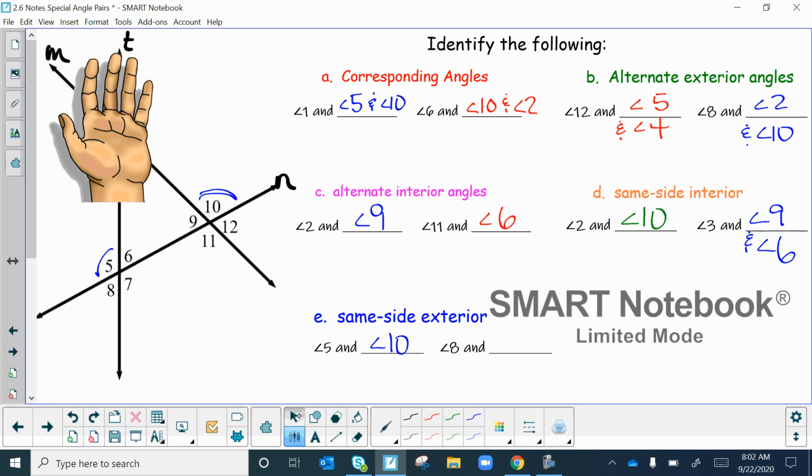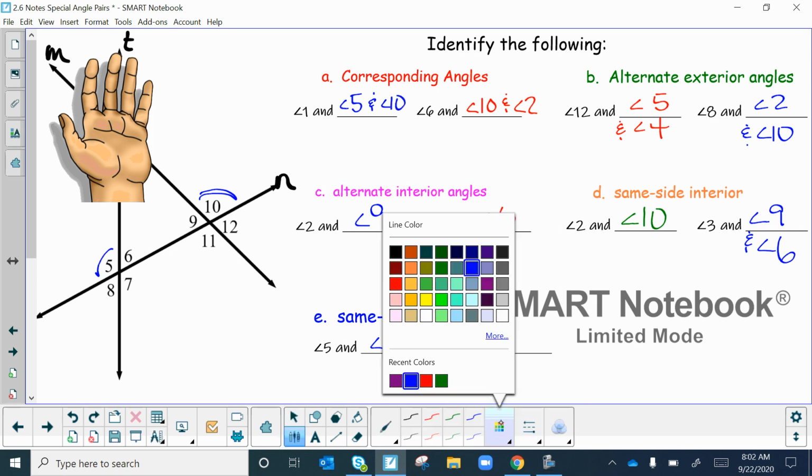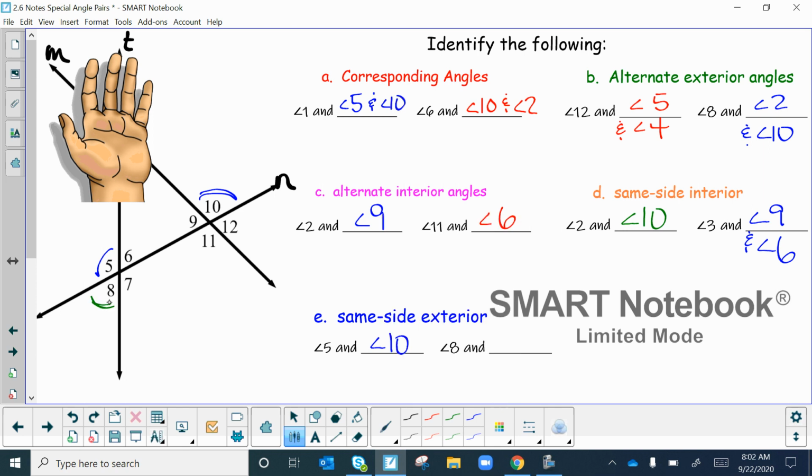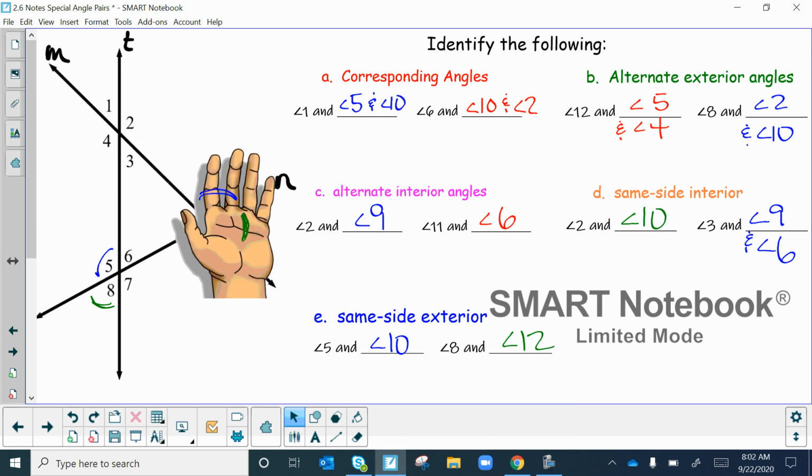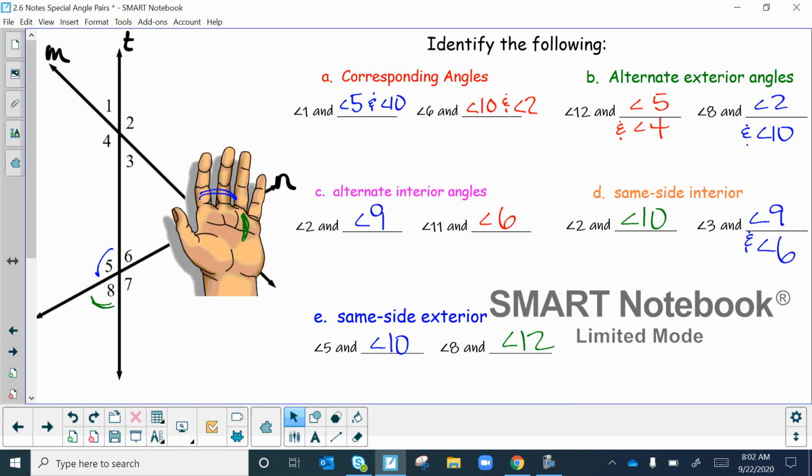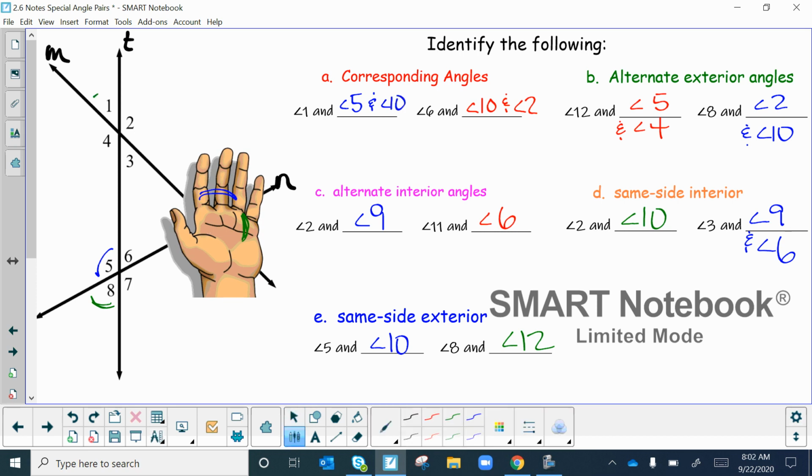And then the last one, angle 8. So let me get a different color. Angle 8 is down here, and same side exterior. Well, it's an exterior angle here, so notice the same side would be 12. So angle 12 is same side exterior. Don't forget to check the other intersection. What if I cover up this one over here? 8 is still on the exterior. So what is the other same side exterior angle? That would be angle 1. So that one has 2 answers.